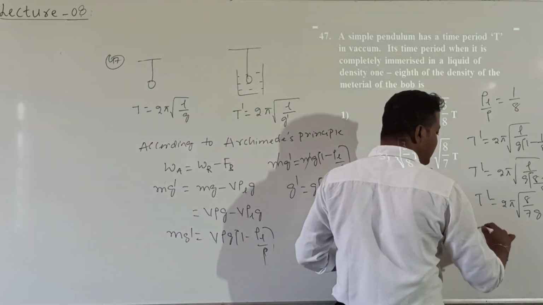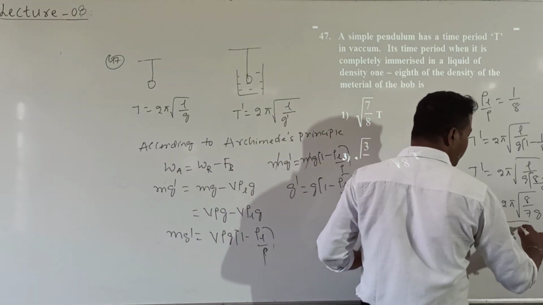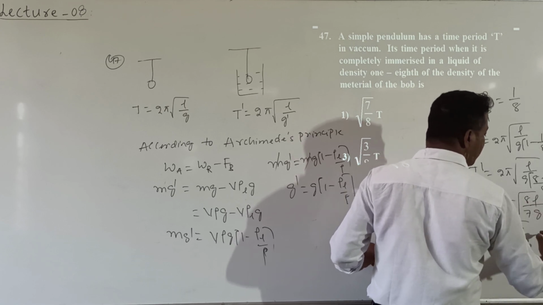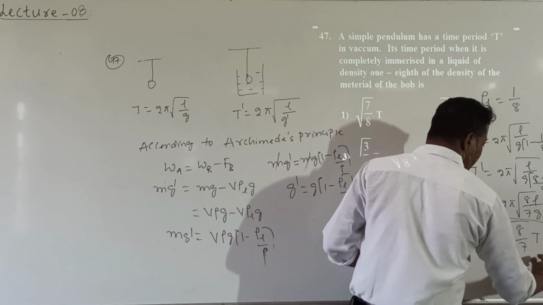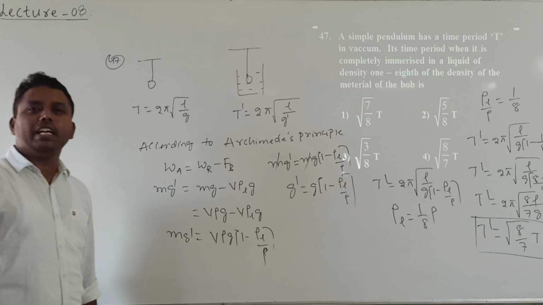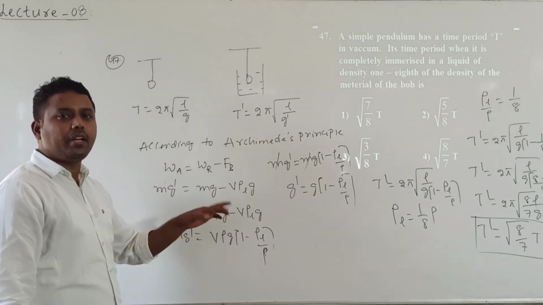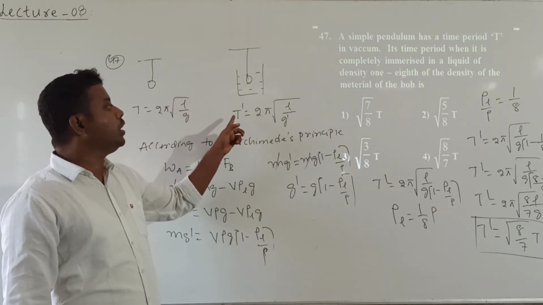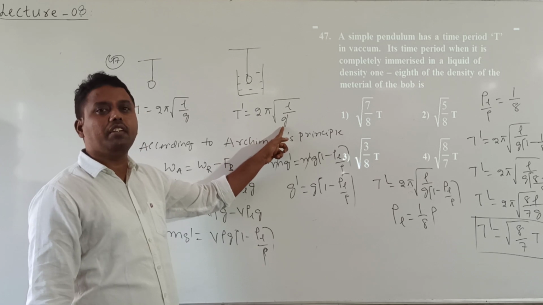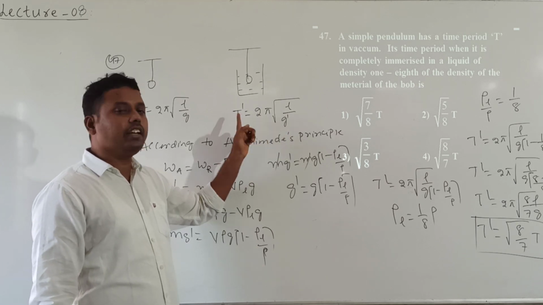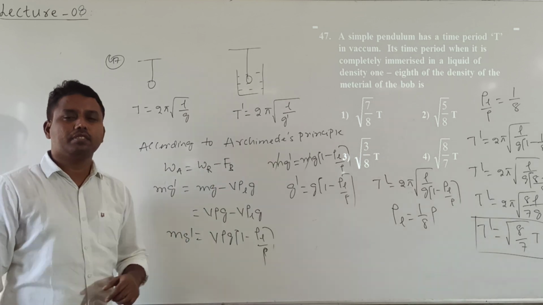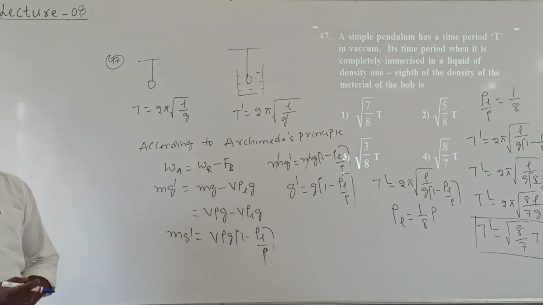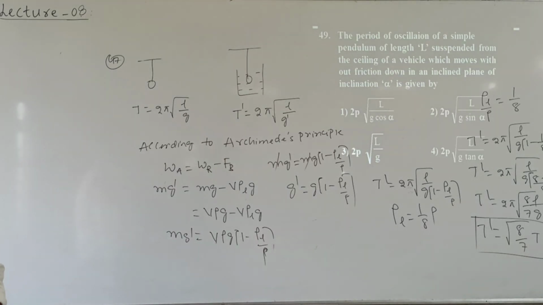Which can be written as T dash is equal to root over 8 by 7 into 2 pi into root over L by G, which is equal to T. So this is the value of T. Since 8 is greater than 7, the numerator is more than the denominator. Whenever you immerse it in the liquid, what happens to the acceleration due to gravity? It decreases. When G decreases, what happens to the time period? It increases. Understood? So T dash is greater than which value? T. This is question number 47. Next.